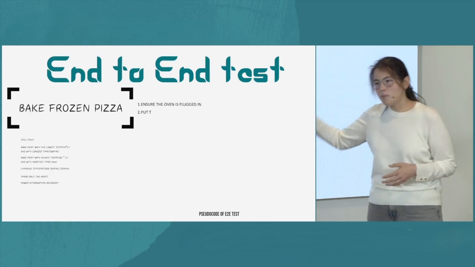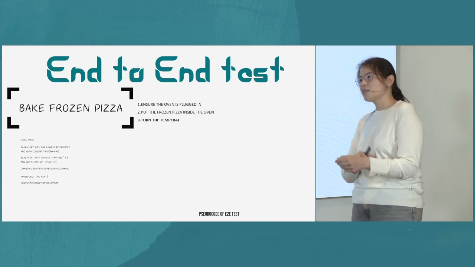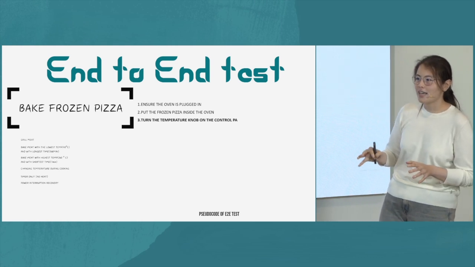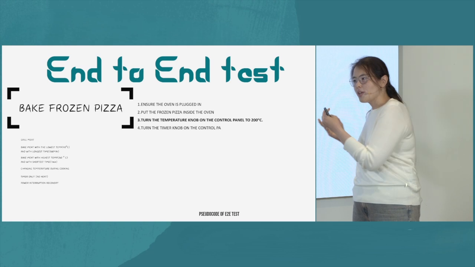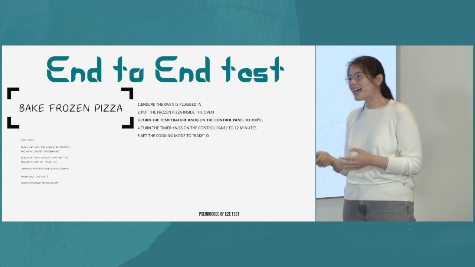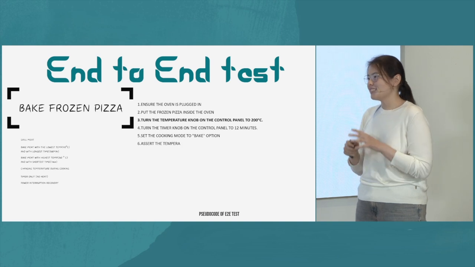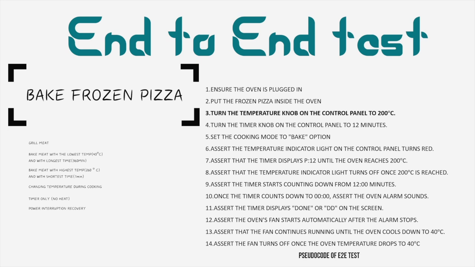So basically, for baking the frozen pizza, we should have like 14 steps. Only 5 of them are just actions that we take in order to get a pizza at the output. But 9 of those are just assertions. So as you can see, the code itself, it's pseudocode. It's pretty long.